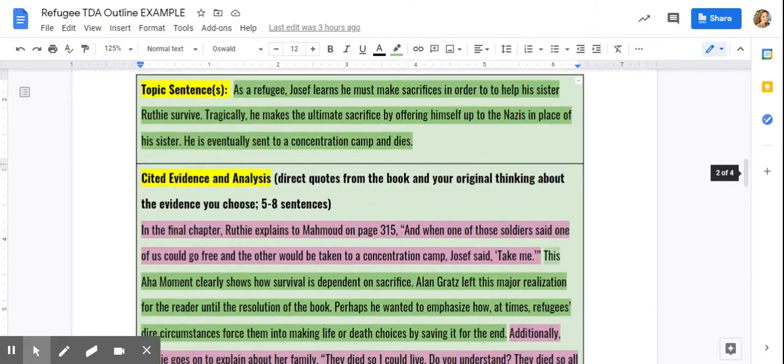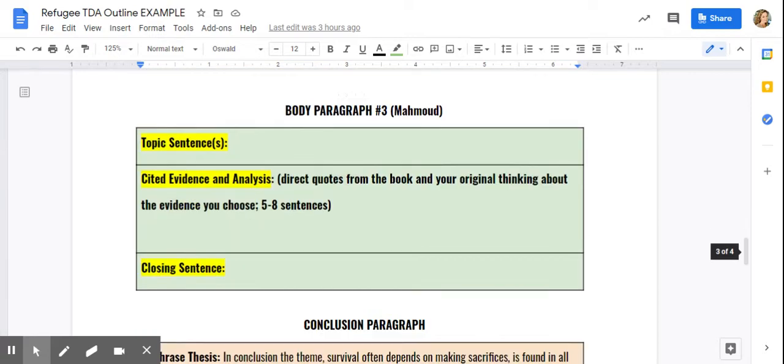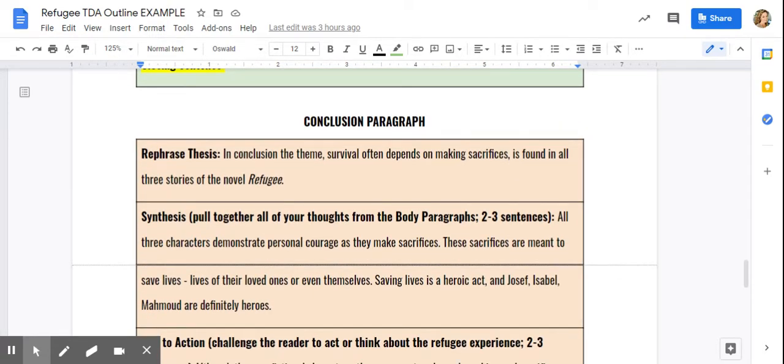I'm going to go back up to my thesis. It's right here in the purple box. It says, one common theme found in the three stories of Joseph, Isabel, and Mahmoud is survival often depends on making sacrifices. That was my thesis. I'm going to take the same ideas, but just reword it a little bit. So this is my rephrased thesis. In conclusion, notice the transition there. In conclusion, the theme, survival often depends on making sacrifices, is found in all three stories in the novel Refugee. So you can see it's really the same idea, I just put it in different words.